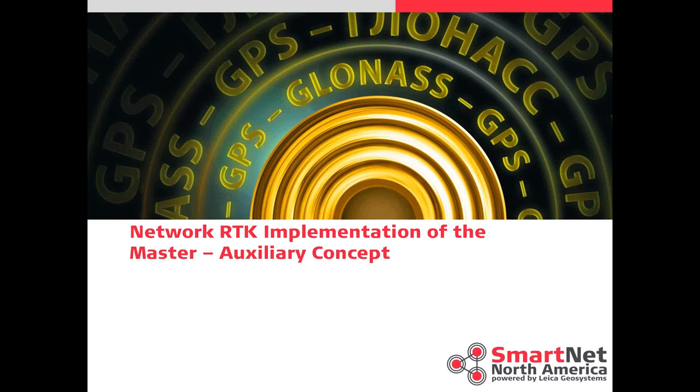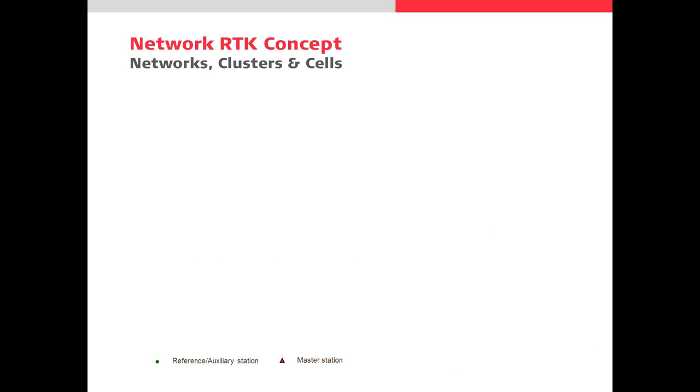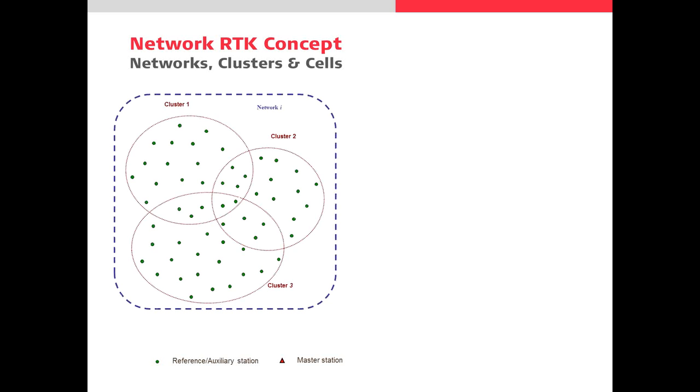So that's where RTCM 3.1 came from, and now we'll talk a little bit about the implementation of it. We can break the idea of what we're talking about into a few different components. We can talk about the network, which is the overall combination of all the stations that we have, and then we can step down to the cluster level. The clusters are where the network ambiguities for the common satellites are computed. You can see in this graphic here, we have 3 different clusters.